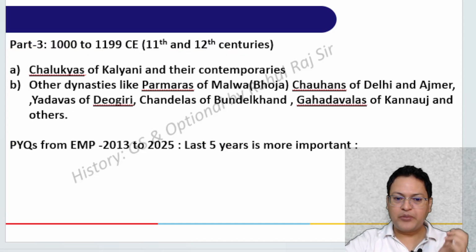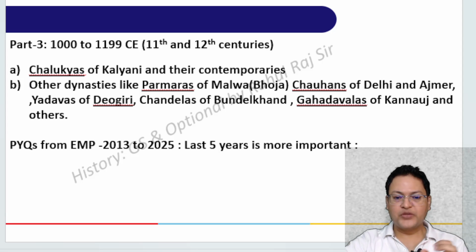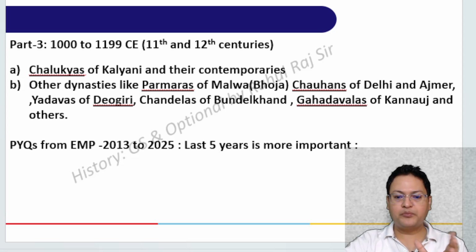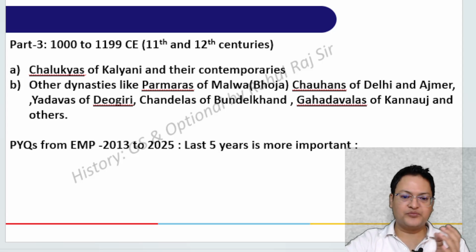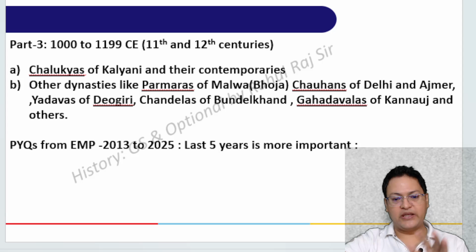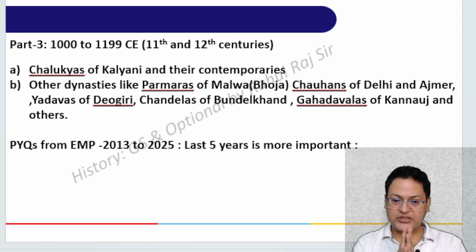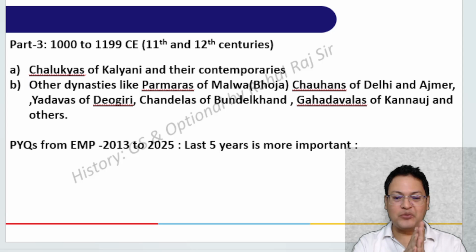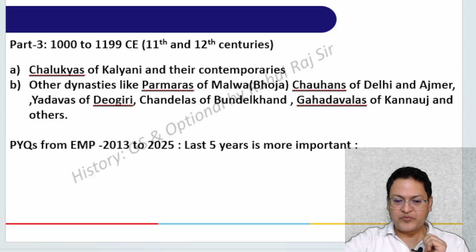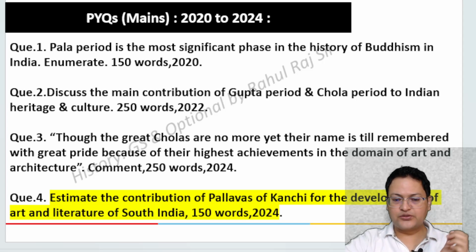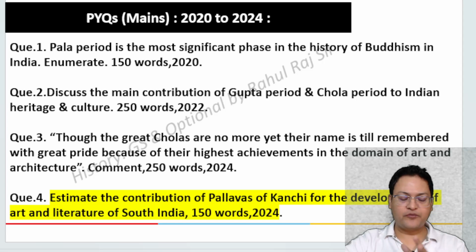Then in this third part, the Chalukyas of Kalyani are the main actor, and other minor actors like Parmars and Chauhans are important for prelims, right? So right from 2013 to 2025, PYQs are very important, and in that also the last 5 years' questions are more important, because they tell you about the latest trend, right guys? So first we'll look at a question of mains 2024, and then we will discuss prelims questions of the last 5 years. So now see this, 2020 to 2024, right?